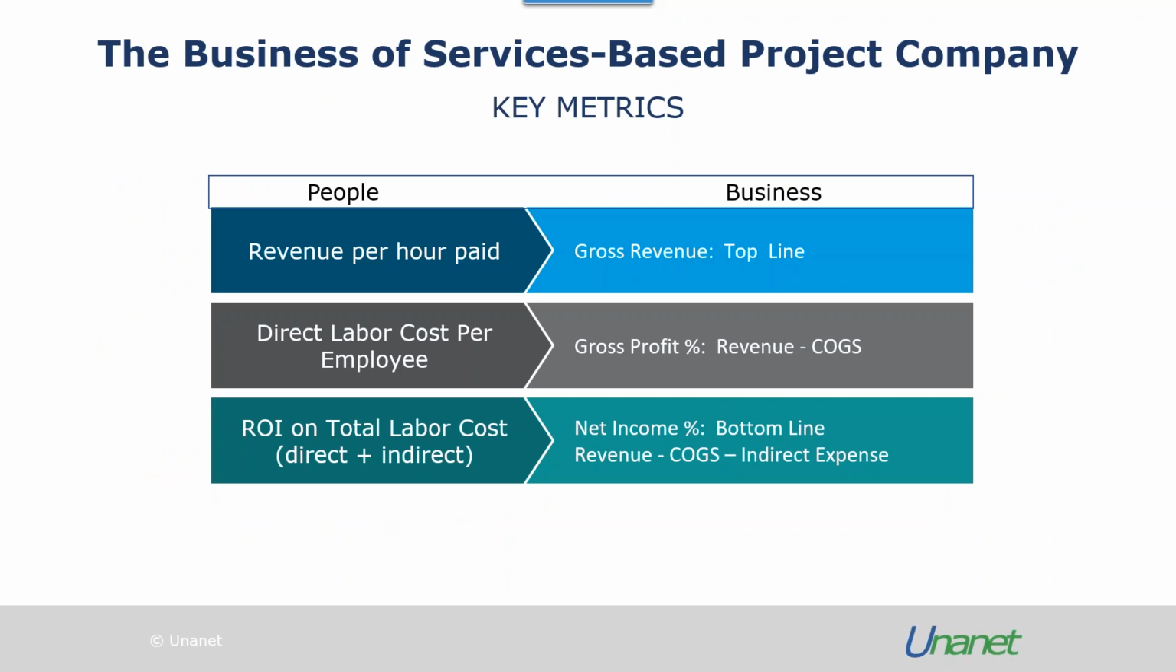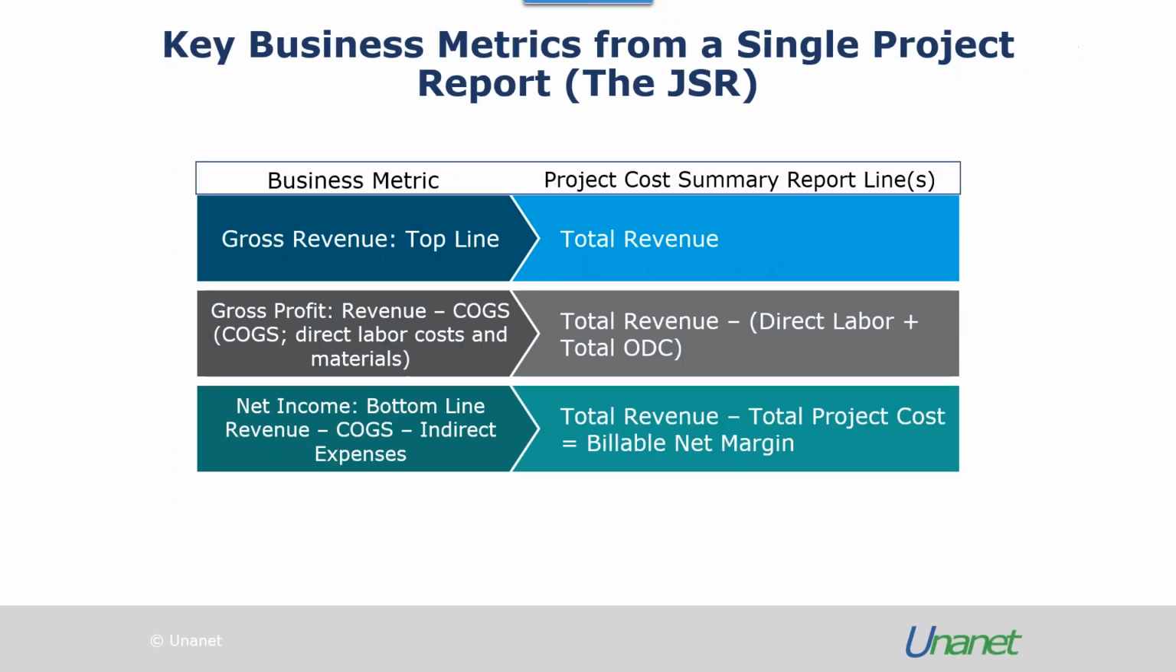So on the next slide, moving on to the key business metrics. As a service-based company, the people are what drives our business and governs our success. And the metrics shown here, the revenue, the profit, the income, they're all critical to our success. And on the next slide, a single JSR report in Unanet can extract and sort through all of these costs, displaying each as its own line item in the report to ultimately provide the bottom line.